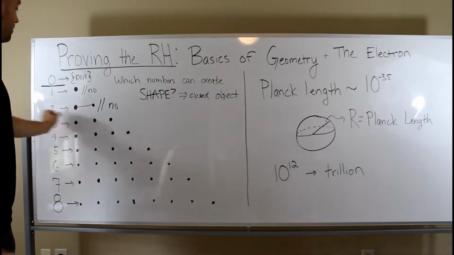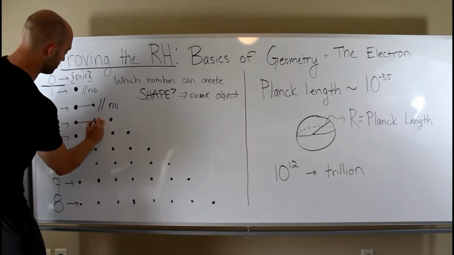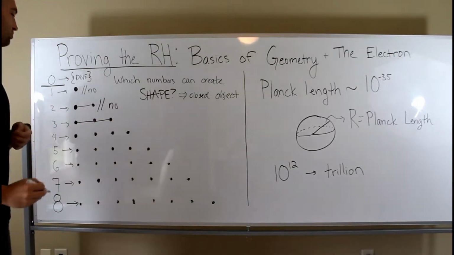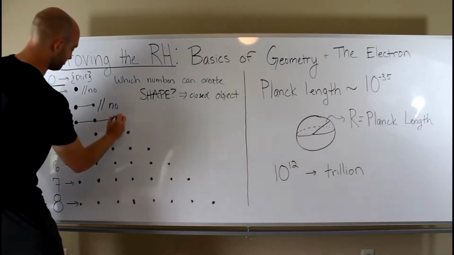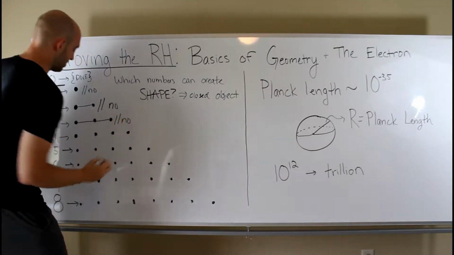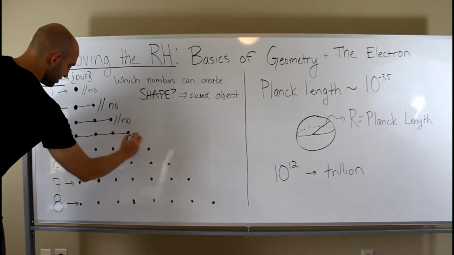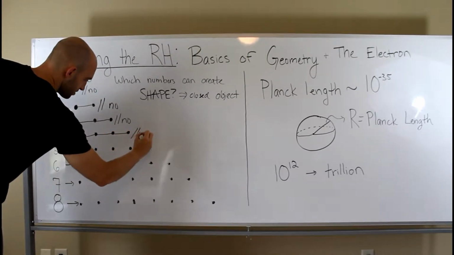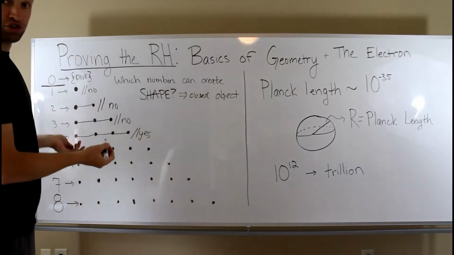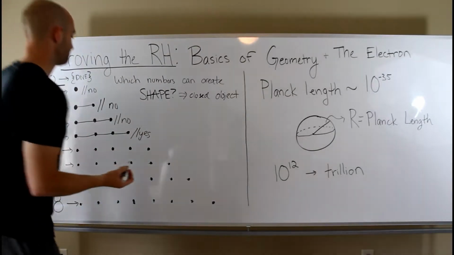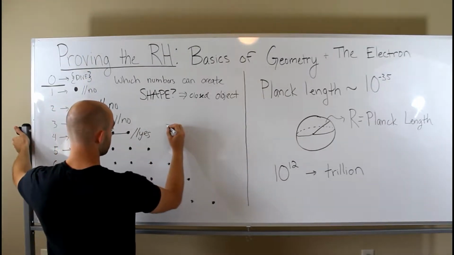How about the number 3? 3 points, 2 line segments. Can we create a shape? Still no. How about with 4? 4 points, 3 line segments. And the answer is yes. What shape can we make? Well, we can make a triangle, an equilateral triangle.